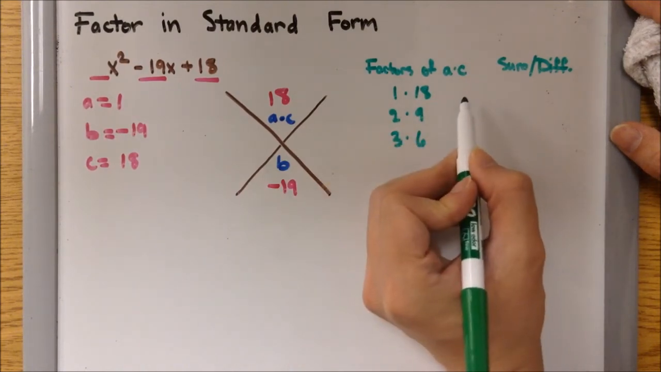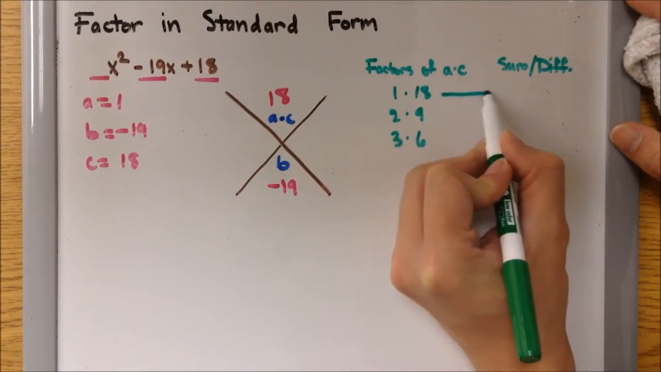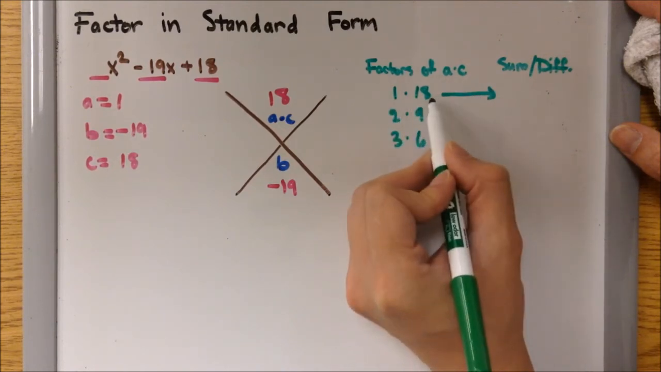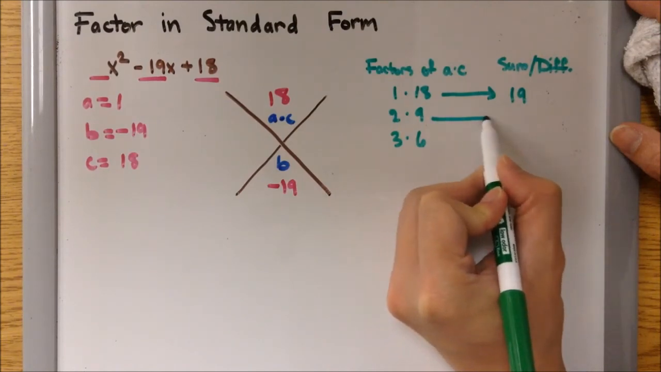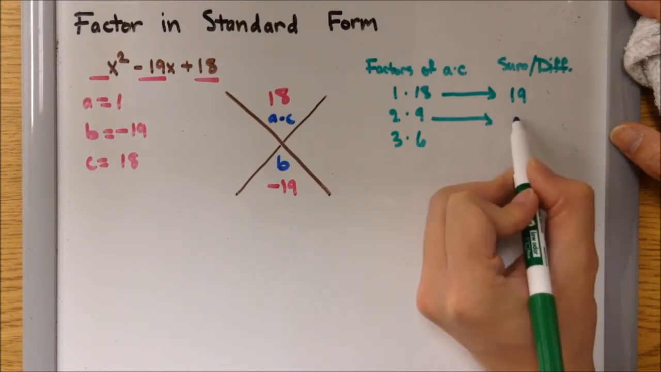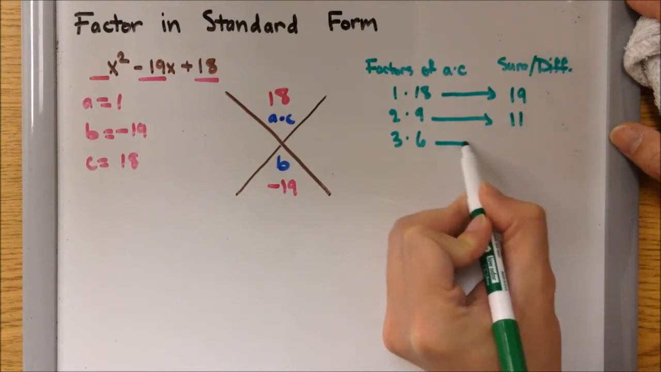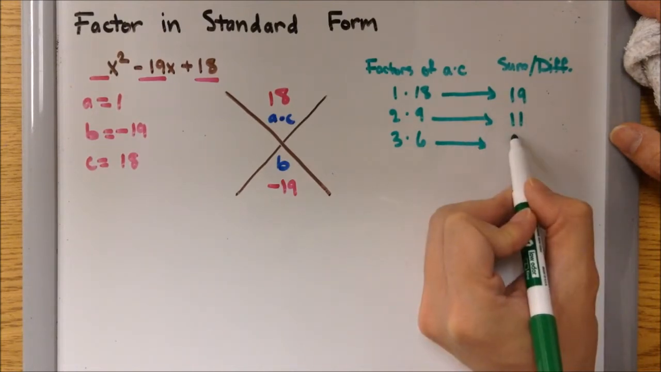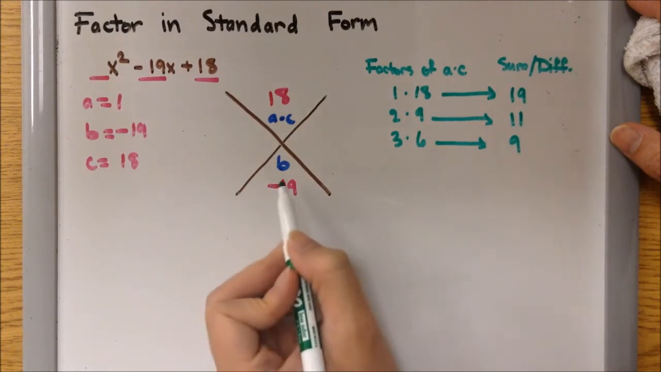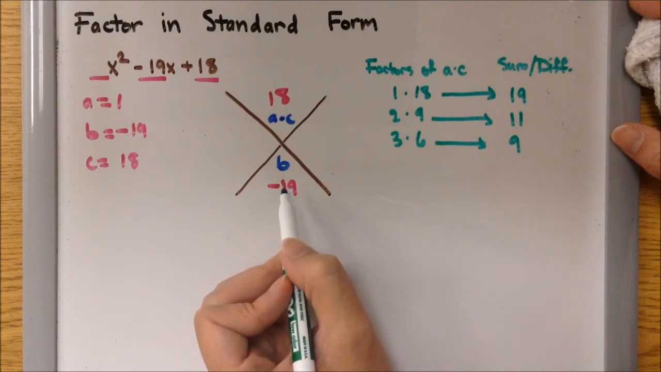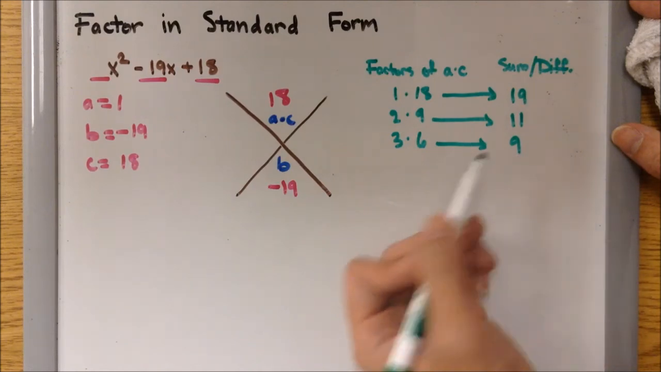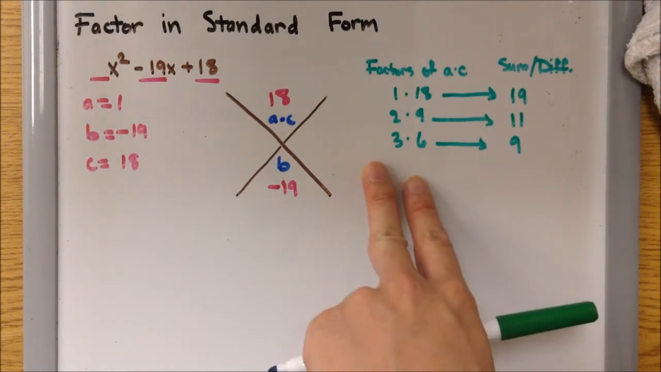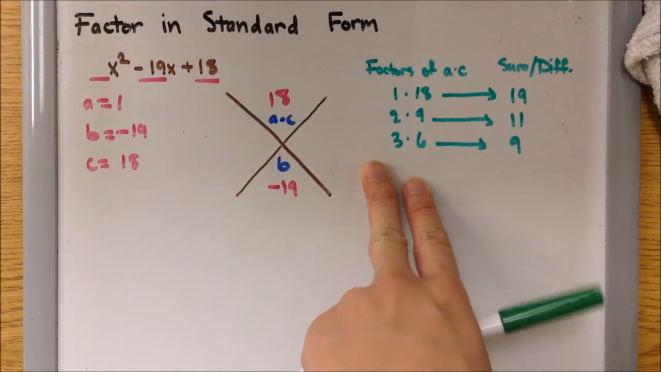So let's take a look. Positive 1 and positive 18, that's going to be a sum of 19. Positive 2 and positive 9, that would be a sum of 11. Positive 3 and positive 6, that's going to be a sum of 9. But as I'm looking at B, I notice that ours is negative 19 and our sum is positive numbers only. So that means we have not finished identifying all the factors for positive 18.